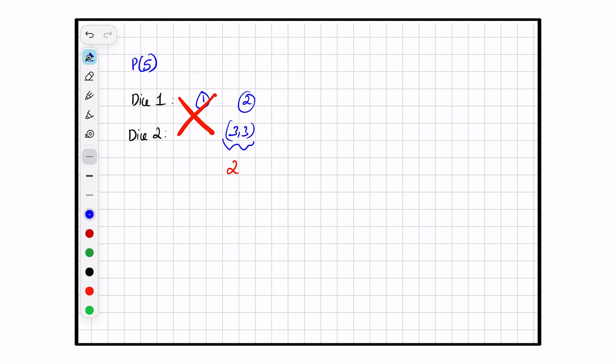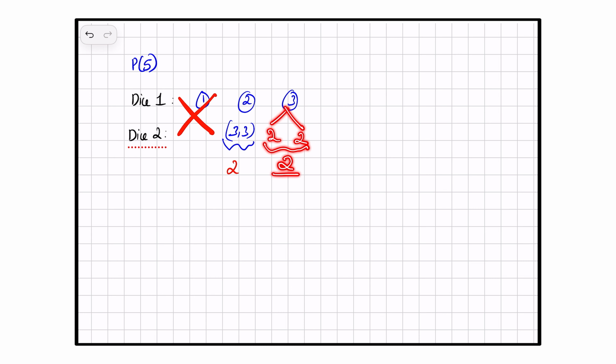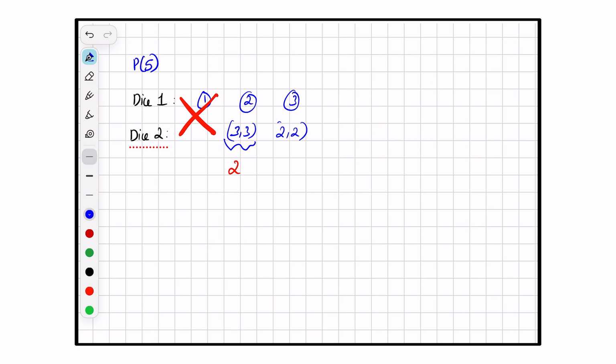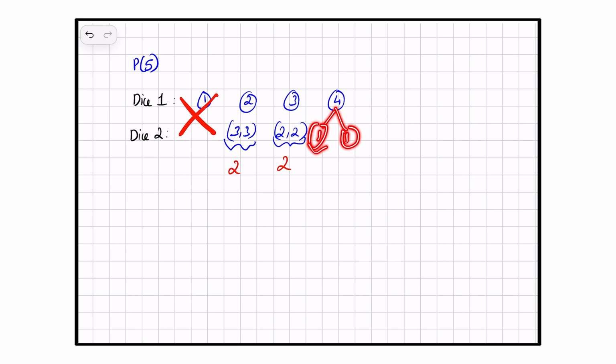What if I get number 3 on dice 1? What are the possible outcomes? I can have 2 and I can have 2, and this will always come to a sum of 5, and that means I have 2 possibilities. Again I can have number 4 on dice 1, and I can get number 1 and number 1. 4 plus 1 is 5, so I have 2 possibilities. If I get number 5 on dice 1, is there a chance? The minimum number is 1, and 5 plus 1 will be 6, and this is not possible.